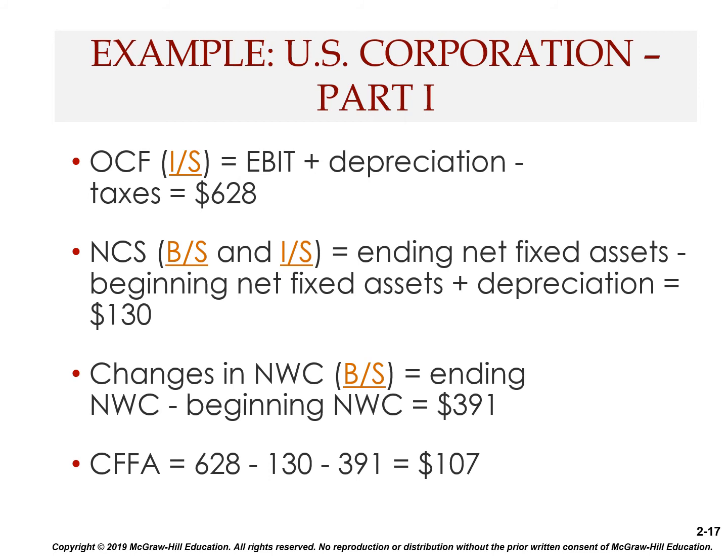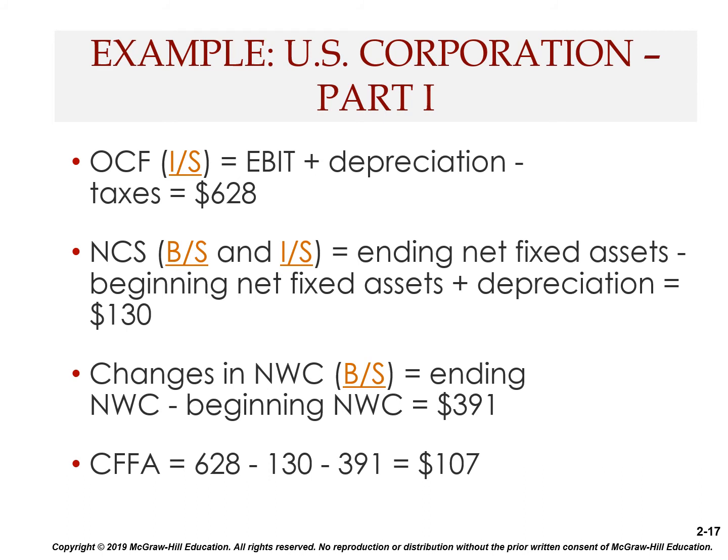Take the difference. So we take ending working capital minus beginning. In this case, 1,075 minus 684 gives us 391. So that's how much extra cash we had left over. That was either given to the creditors or the stockholders.